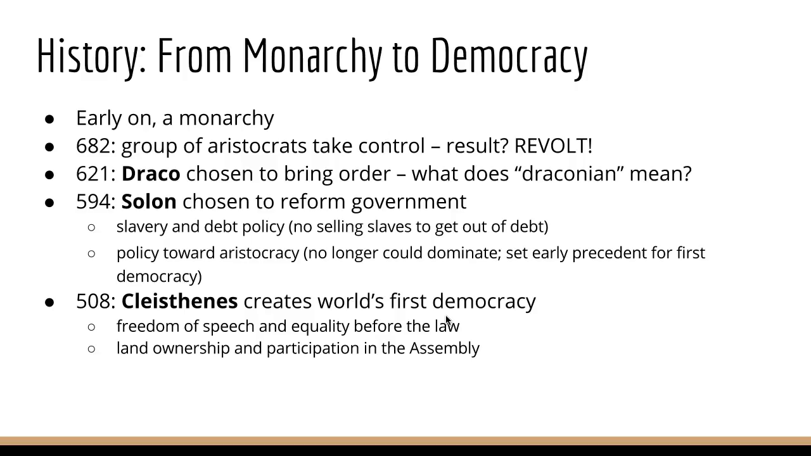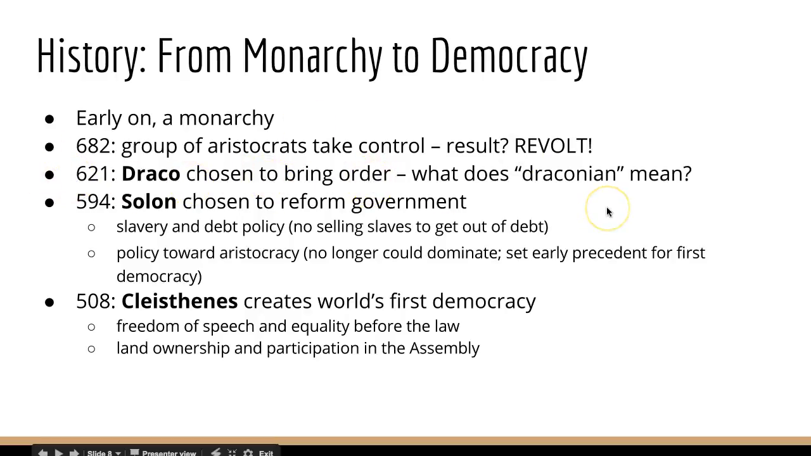So the history, they went from a monarchy to a democracy. So early on, they were a monarchy, so a king or queen, but in this case, obviously, it was a king. In 682, we see a group of aristocrats, the higher wealthy individuals, taking control. What was the result? People revolted. They didn't like it. In 621, Draco was chosen to bring order.